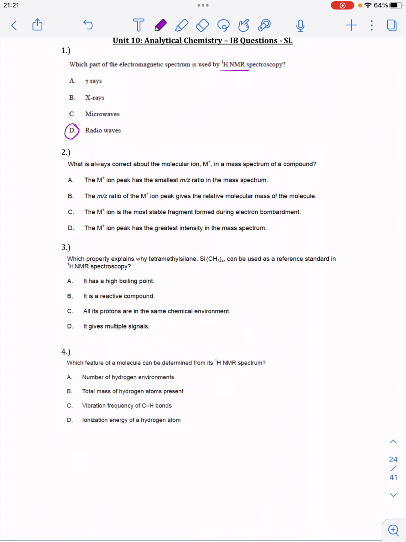What is always correct about the molecular ion M+ in a mass spectrum? The M+, the molecular ion, is just the molecule, and so the molecular ion has the same m/z value as the molar mass, and the molar mass can also be called the relative molecular mass. So we're looking for answers like that. The M+ ion peak has the smallest m/z ratio? No, has the highest. The m/z ratio of the M+ ion peak gives the relative molecular mass of the molecule.